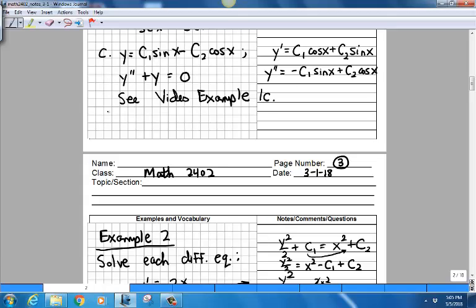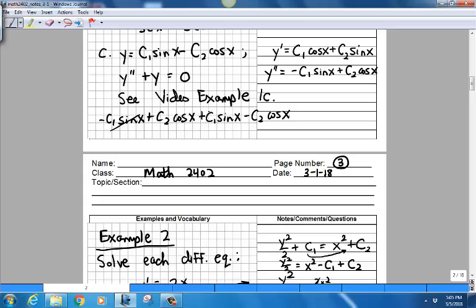So let's plug in the second derivative, which is minus c sub 1 times sine of x plus c sub 2 times cosine of x, right? And then substitute in the original function, which is c sub 1 times sine of x, and then minus c sub 2 times cosine of x. And let's see what happens here.